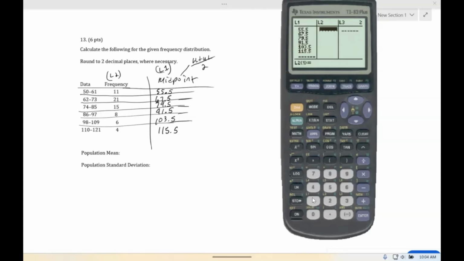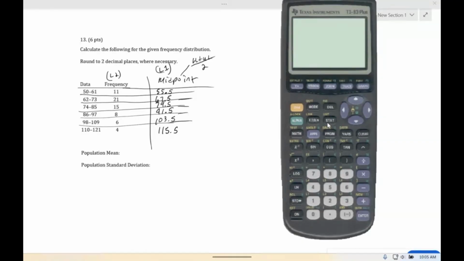Next, I'm going to put in the frequencies. All right, and I'm just going to check really quick. It looks like I have everything in correctly. Now, in order to calculate our parameters, I'm going to go back to the home screen. I'm just going to clear that out some.